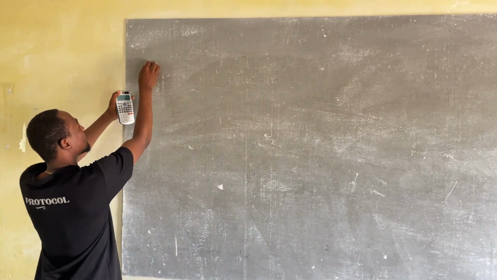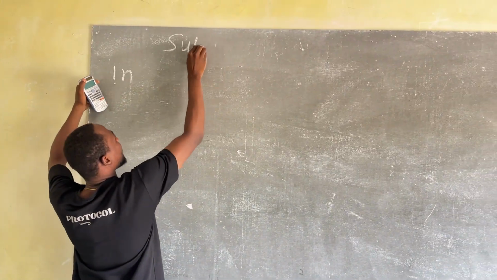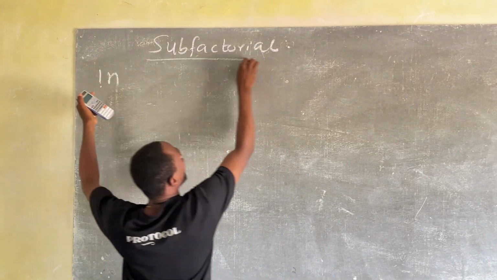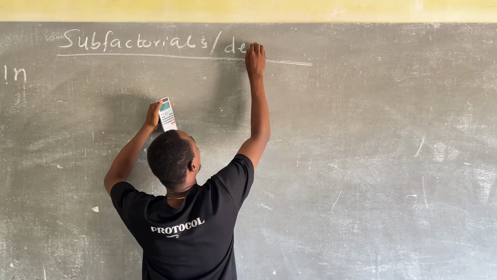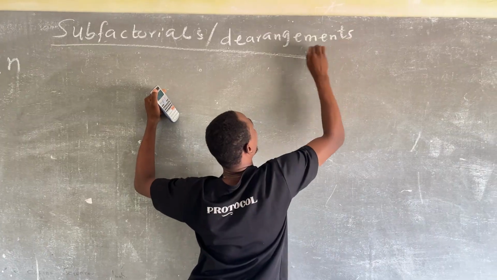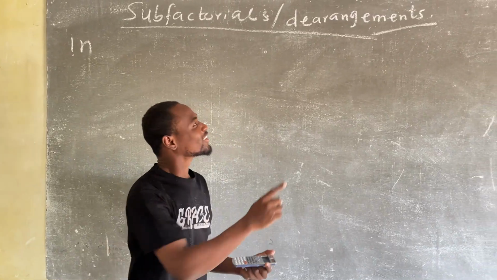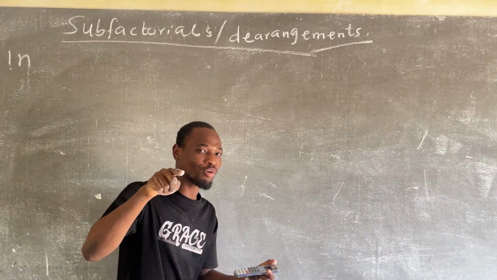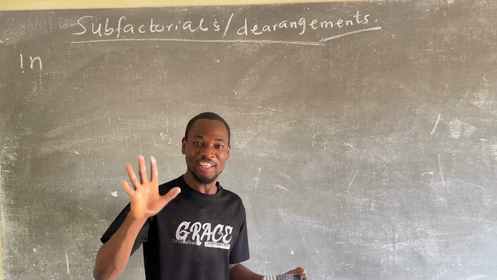Let's start the business. We said subfactorial of n is denoted by this. So the topic is subfactorials or derangements. Viewers, note this. This is the spelling of derangement in mathematics, not the one you know in English, where you have a double R. This is mathematics, okay? It's entirely different from the English aspect.